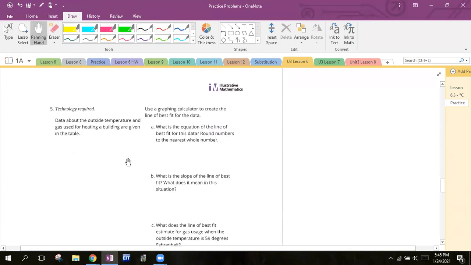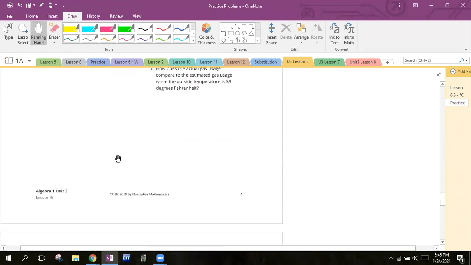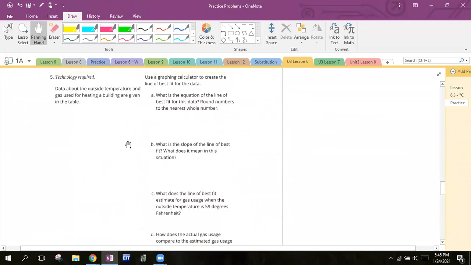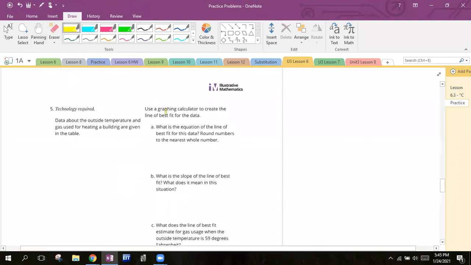And then on this one, you're going to be given a table. It's right here. There's a lot of data in it, but it says use, I think it says in your book, use technology. So this is where you're going to use Desmos. Okay, you need to practice those steps. So that's what you're doing here. What is the equation for the line of best fit? This is where you put the equation into the Desmos after you do it.